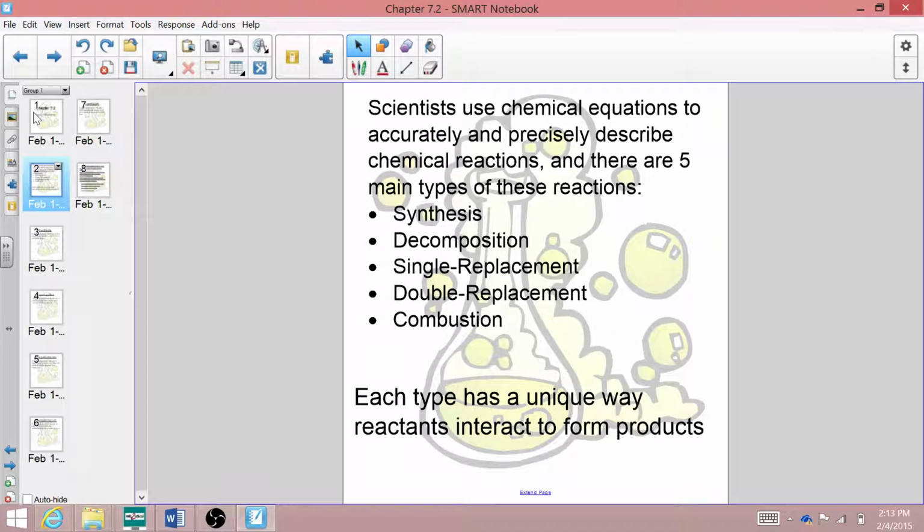Now, there are 5 main types of these reactions, and the 5 main types are synthesis, decomposition, single replacement, double replacement, and combustion. And each of these has a unique way that the reactants interact to form products, which is why they're all in different categories.